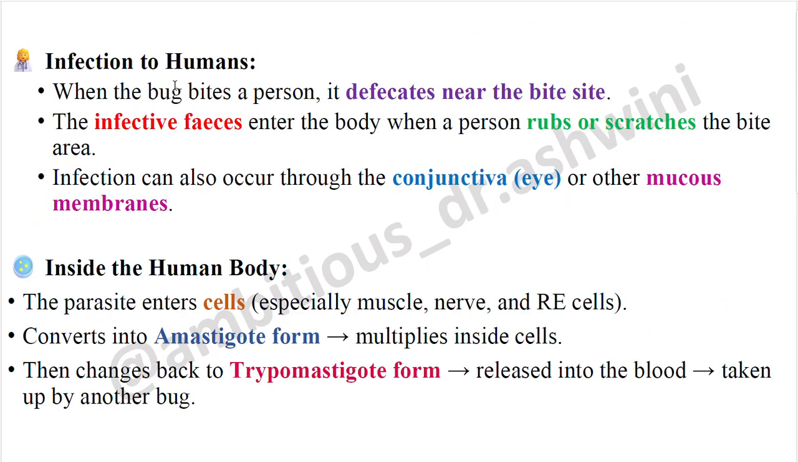Infection to humans. When the bug bites a person, it defecates near the bite site. The infective feces enter the body when a person rubs or scratches the bite area. Infection can occur through the conjunctiva, eye, or other mucous membranes. Inside the human body, the parasite enters cells, especially muscles, nerves, and reticuloendothelial cells, converts into amastigote form, multiplies inside cells, then changes back to trypomastigote form, is released into the blood, and is taken up by another bug.